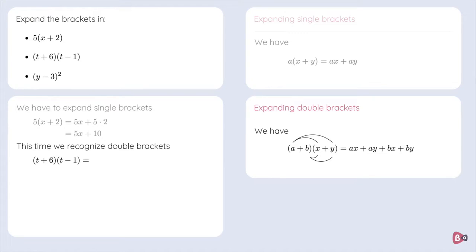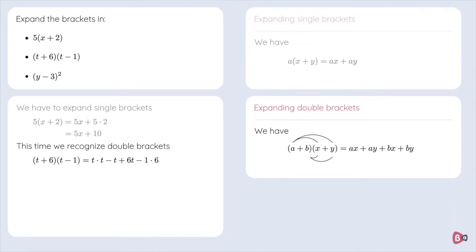So let's do that. So first we multiply t with t, which gives us t times t. Next we multiply t with minus 1, which will give us minus t. Next we'll multiply 6 and t, which will give us 6t. And finally we will multiply 6 with minus 1. And we can count, there are indeed 4 terms on the right hand side.